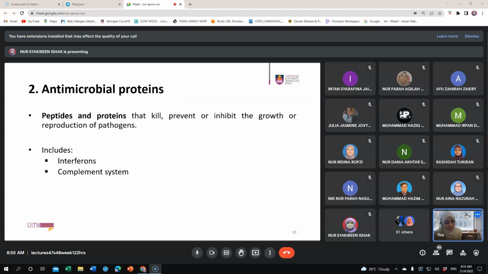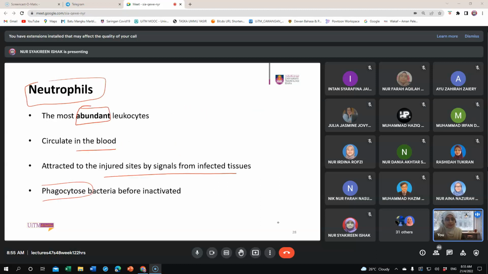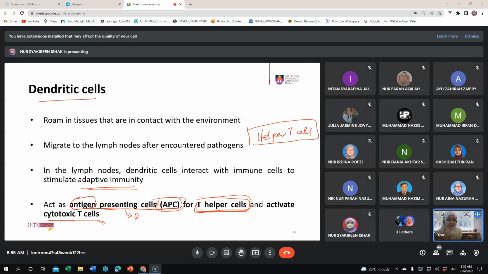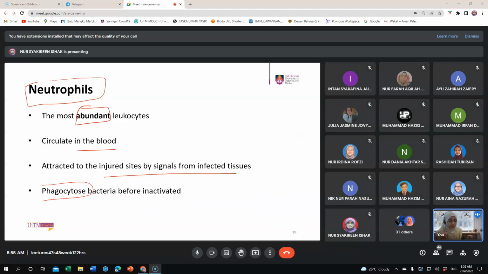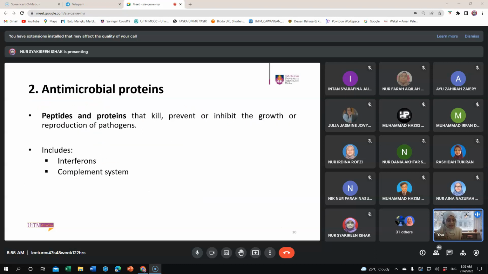Okay, so those are the first type of the second line defense, which involve the phagocytic cell or the phagocytes. Ingat dia ada macrophage, ada dendritic cell, ada eosinophil, ada neutrophil. You have to remember examples of phagocytic cell. So next, the second component of the second line defense is the antimicrobial proteins.